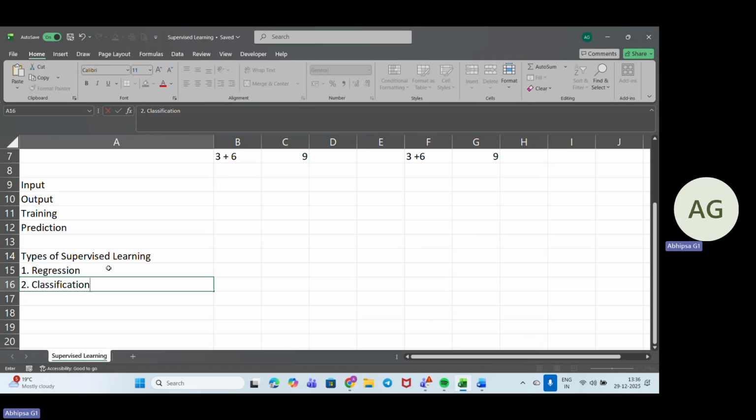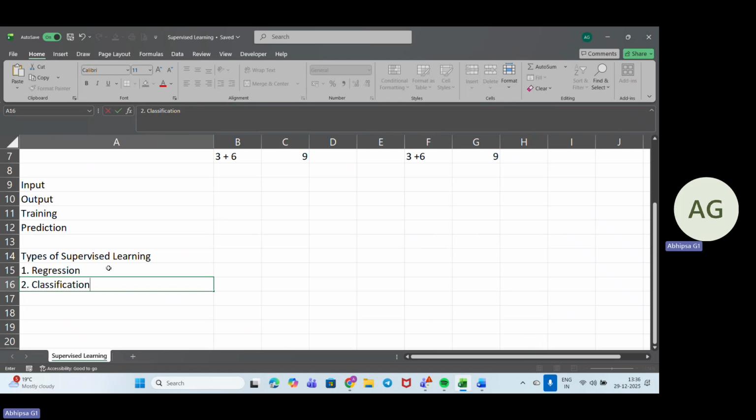Suppose we give the input as a house size. In my output, I want the price of the house. Okay, so this is basically regression. We'll discuss regression in detail. This is just for reference, like what the types are and what exactly they are doing. So we'll go down into regression in detail and understand the mathematical logic inside it.